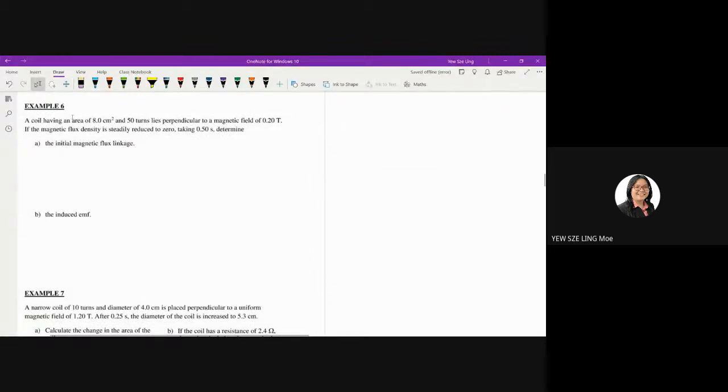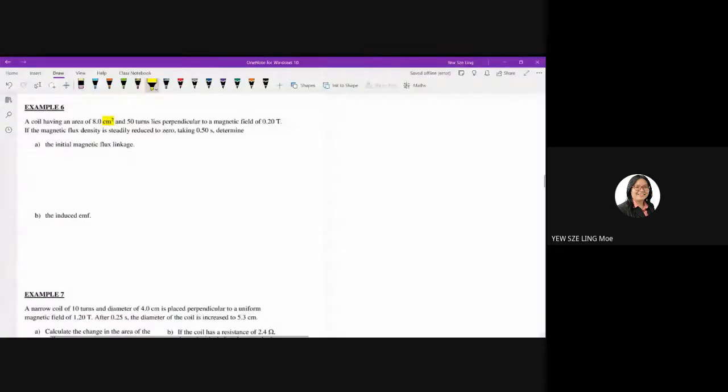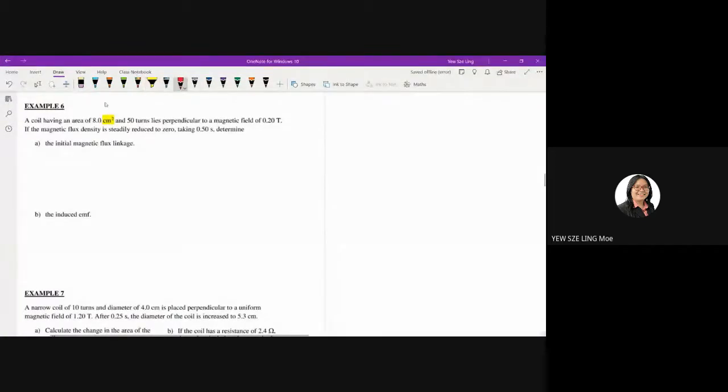Example 6. A coil having an area of x cm square. Now you have x cm square again. Remember, cm square is not an SI unit. You need to change it into meter square. So this is your area, and then you have a number of turns, which is 50, and it lies perpendicular to the magnetic field. This coil with an area lies perpendicular to the magnetic field of 0.2 Tesla.